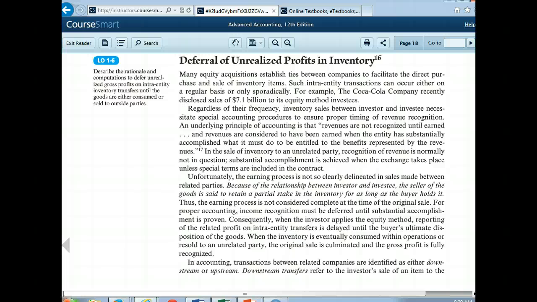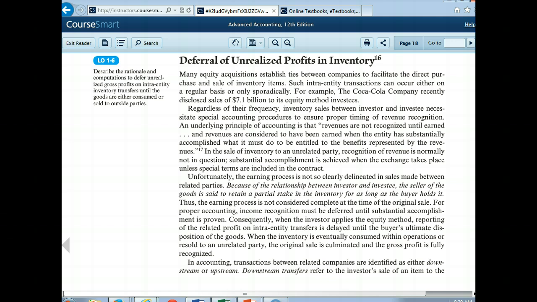Because of the relationship between investor and investee, the seller of the goods is said to retain a partial stake in the inventory for as long as the buyer holds it. Thus, the earning process is not considered complete at the time of the original sale. So, income recognition has to be deferred until substantial accomplishment is proven, which means the subsidiary sold the goods.